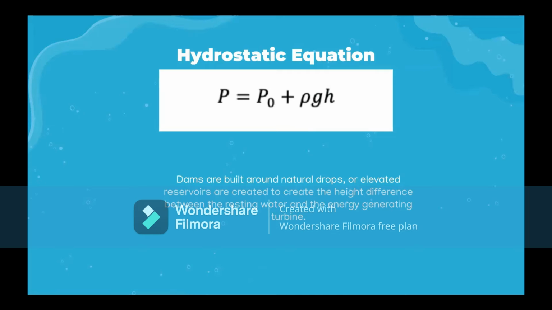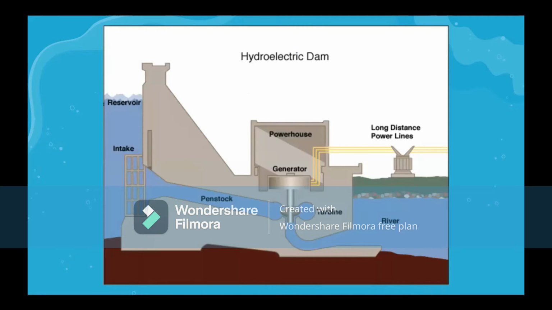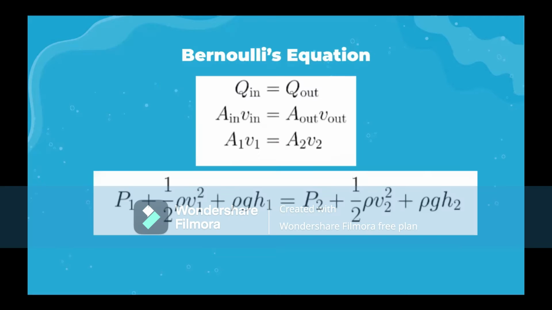The hydrostatic equation is crucial for generating a higher pressure in the penstock. Dams are built around natural drops, or they create elevated reservoirs that create a height difference between the resting water and the turbine. So here we can see a general outline of a hydroelectric dam. We have an initial pressure at the reservoir, and then a height difference between this pressure and the pressure at the intake point. This creates a new pressure in the penstock that is higher than the initial pressure.